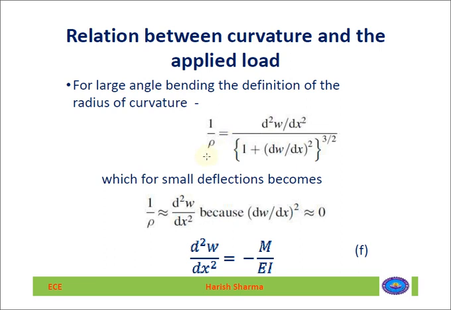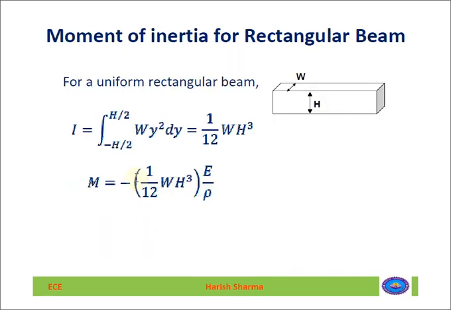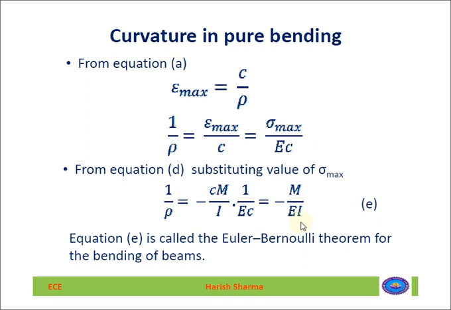From this one, in case the deflection of the beam is very small, this quantity is very small, so we can neglect it because it's a square quantity. So we can write 1 upon rho is approximately equal to d square w by dx square. And what is 1 upon rho? That is minus M upon EI. So we can write d square w upon dx square equals minus M upon EI, using this value of 1 upon rho from the previous equations.